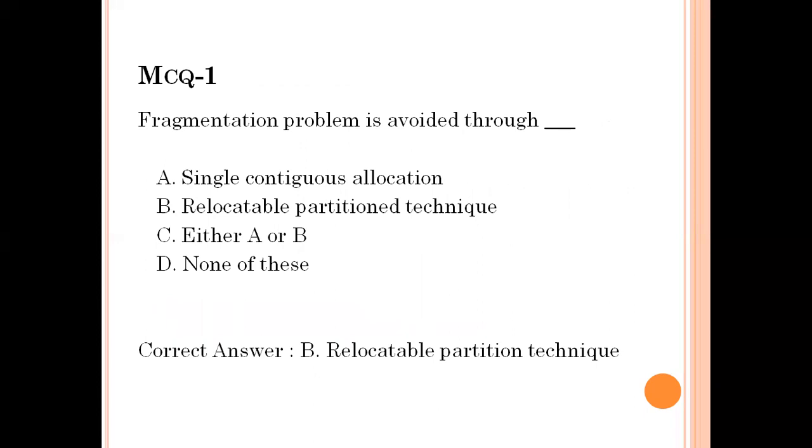Let us consider some simple multiple choice questions. Fragmentation problem is avoided through: single contiguous allocation, relocatable partition technique, either A or B, none of these. The correct answer is B.